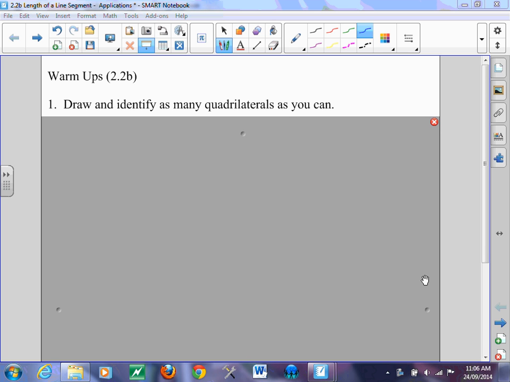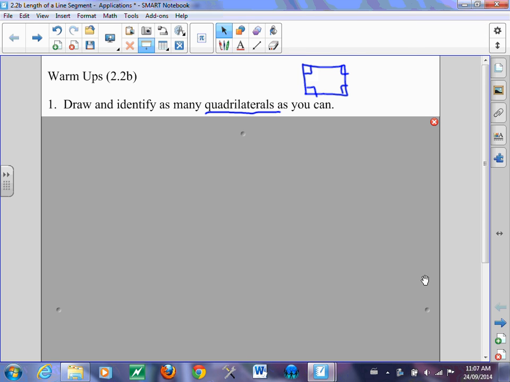So remember, a quadrilateral is any four-sided enclosed shape. I'll help you out with the easiest one, a square, the most symmetrical one. And how do you show me a square, ladies and gentlemen? You need to have your 90 degrees, at least one corner. I'll put them all in.